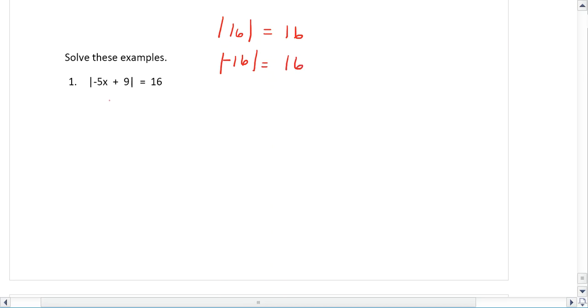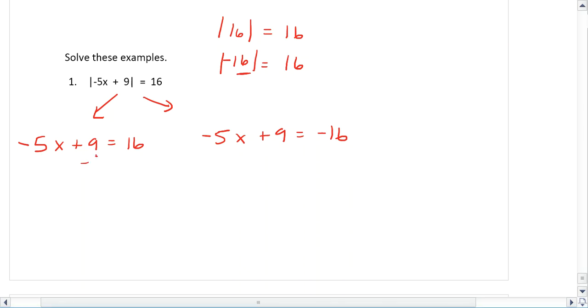So that's why we stop right here and double our work. We write an equation, minus 5x plus 9 could equal a positive 16, and that would work. Or we could have minus 5x plus 9 equal to a negative 16, because we see that here that would also work. So after you stop and write your two equations, now you solve them separately.